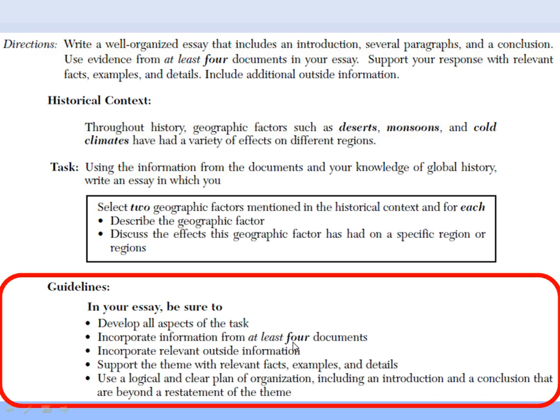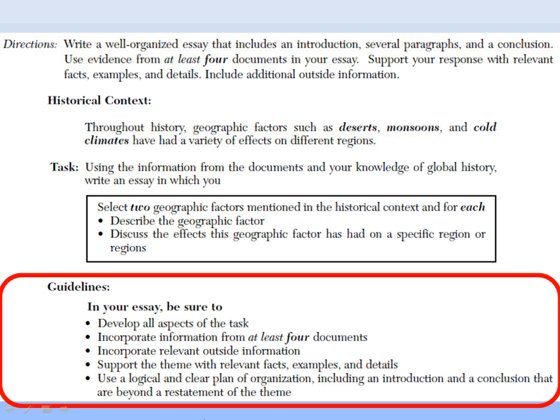Every essay tells you in the guidelines at the bottom and in the directions at the top how many documents you need to use in order to have the minimum amount. So please look and don't ask me because it's always going to be there. Okay, after that it says incorporate relevant outside information, support the theme with relevant facts, examples, and details, and use a logical and clear plan of organization, including an introduction and a conclusion that are beyond every statement of the theme. So that's an example of what the question will look like on the DBQ every time with those major parts: historical context, task, guidelines.